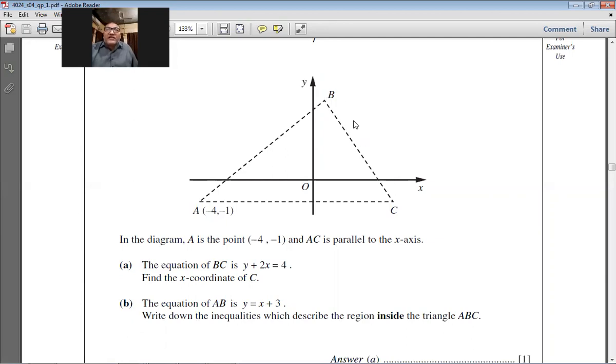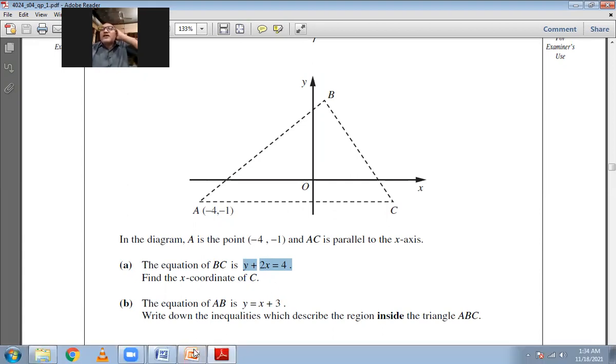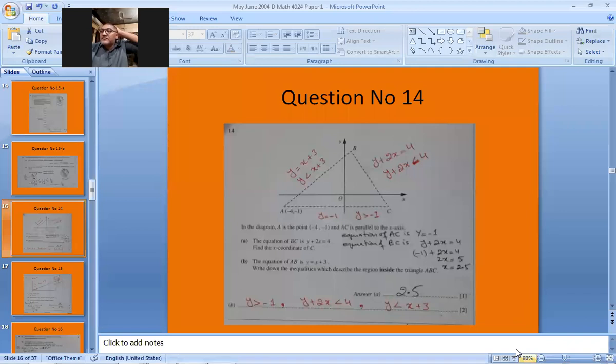So its equation is given, and I know the equation of this line. This point C is the point of intersection of these two lines. So I will solve these two equations with each other: y plus 2x equals 4 and y equals -1. So we will solve them and we will be able to find out the coordinates of the point C. Okay, so let me show you my answer.